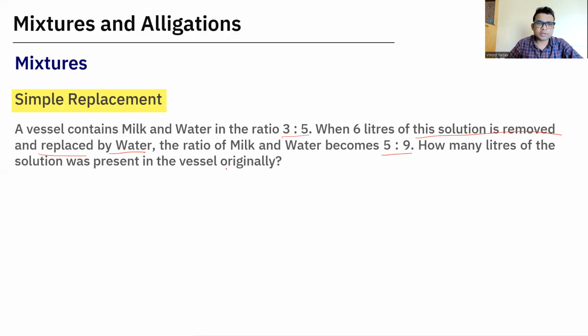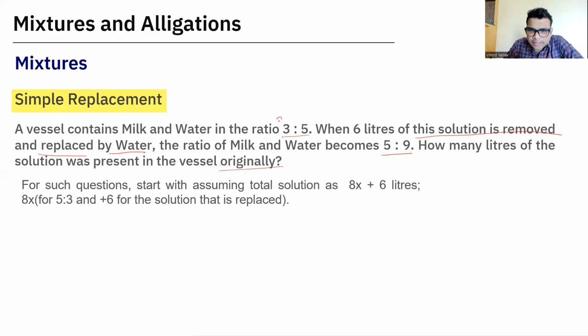So how many liters of the solution were present in the vessel originally? Whether they ask originally or finally, both are the same, na? Because the total quantity is not disturbed. So one way is the same. Logically, the milk is 3x, water is 5x. But smartly, we are assuming the total as 8x plus 6, so that I don't come across fractions. How smartly are we adjusting the 6 liters? Let's see. So I'm assuming the total in the vessel as 8x plus 6 and not just 8x.